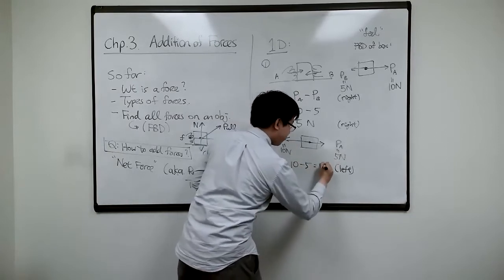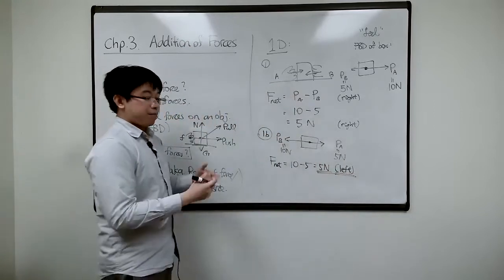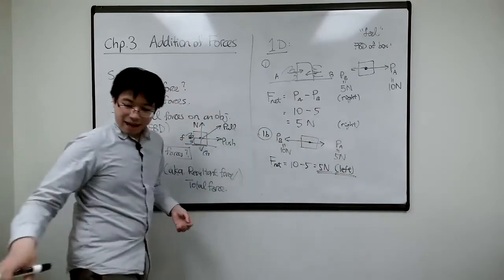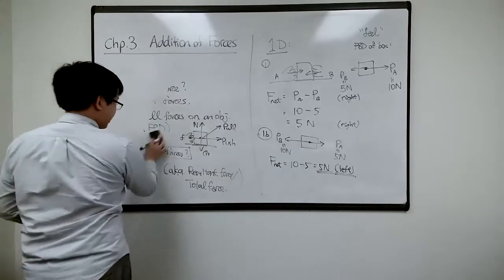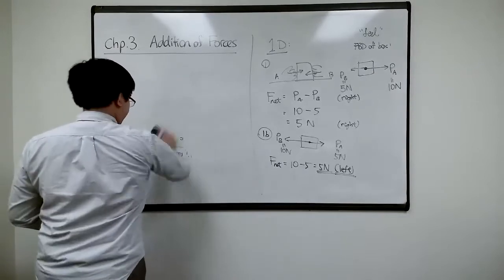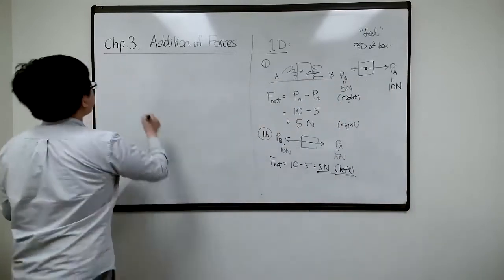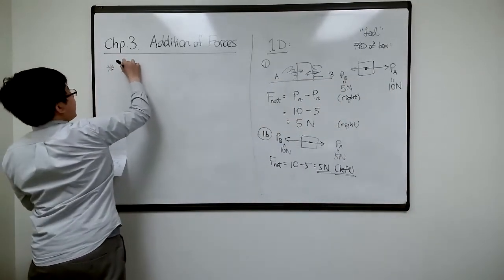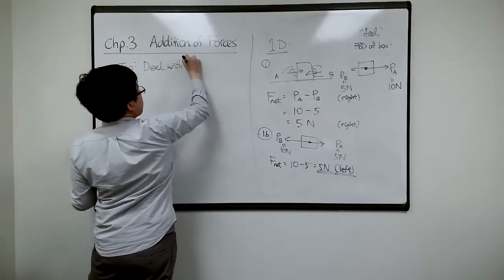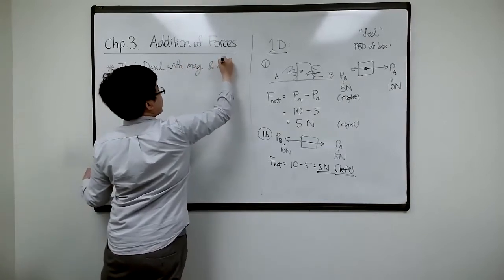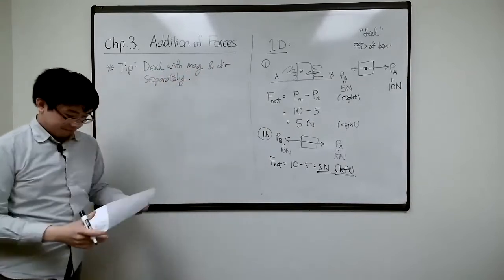Okay, again, 5 newtons, like this, to the left, okay? All right, so very easy, right? So, but let's clarify what I mentioned. So the general tip is: deal with magnitude and direction separately. Okay.